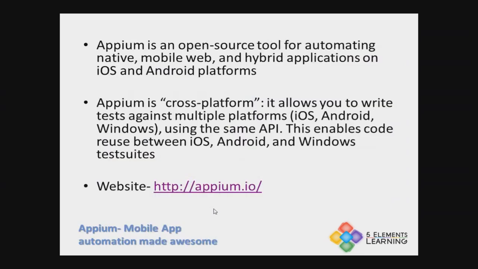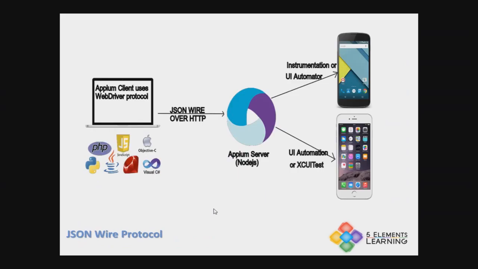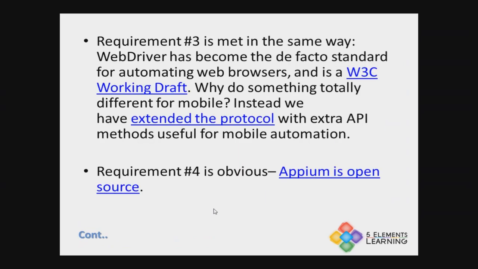What was our requirement 3? Requirement 3 was that a mobile automation framework should not reinvent the wheel when it comes to the automation of APIs. So it is met in the same way. WebDriver has now become the de facto standard for automating your web browsers, and it is already being implemented by the W3C Consortium to ensure that all web browsers come with their own web drivers so that they are automated through it. So instead of writing something totally different for mobile, we just extended the protocol with an extra API to have methods available for mobile automation.